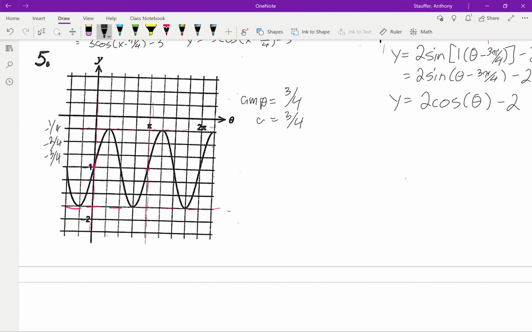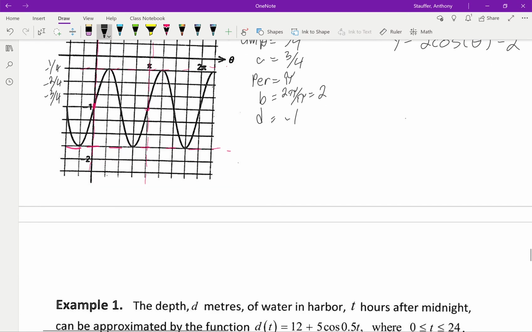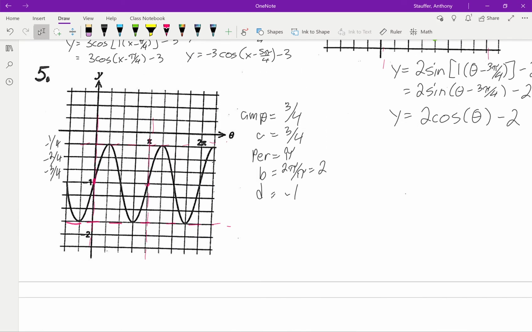My B value, the amount of time for one period, or rather my period, is equal to pi. So my B value is 2 pi over pi, which is equal to 2. And finally, my D value, or my middle line, is at -1. So doing it again for the first time, y equals 3 over 4 sine. My B value is equal to 2, and we'll switch back to x for this one. We notice there's no shift, so it's just 2x minus 1.